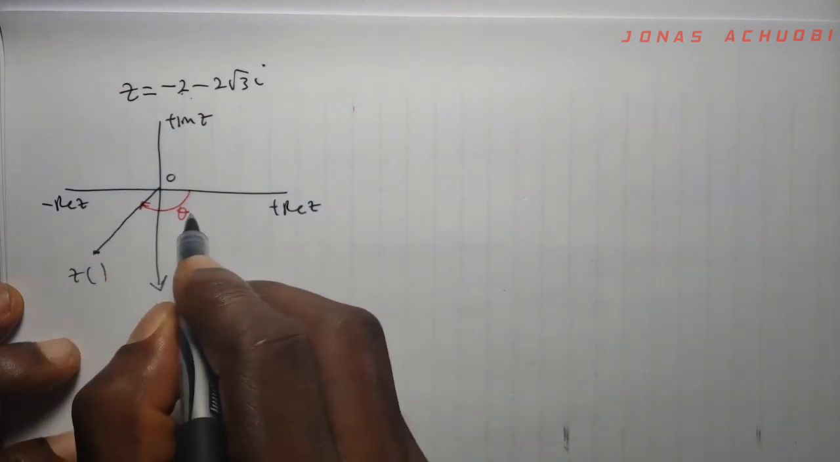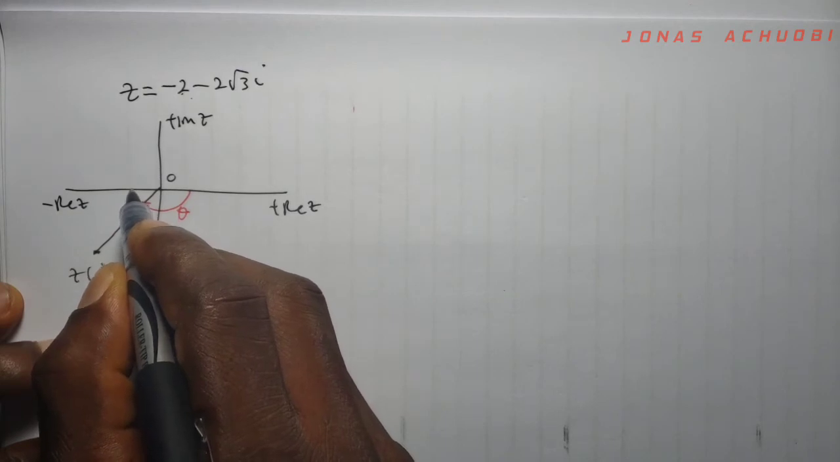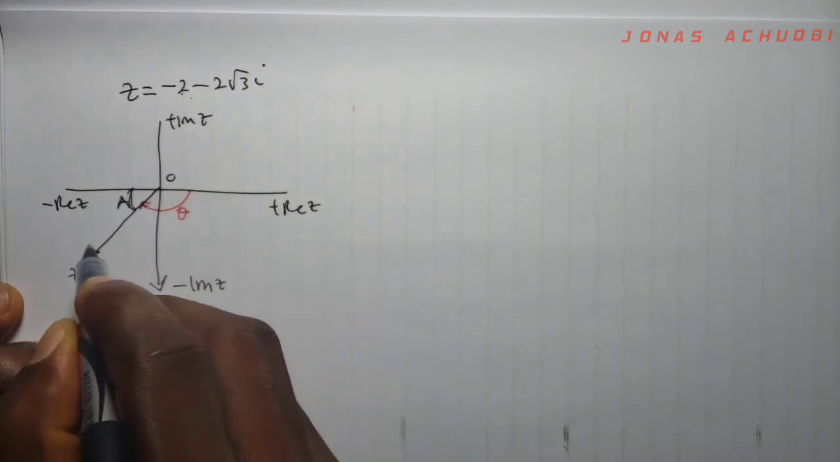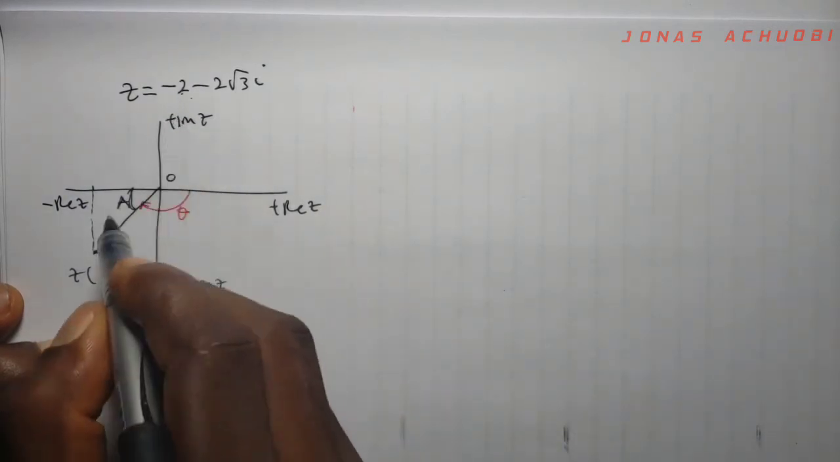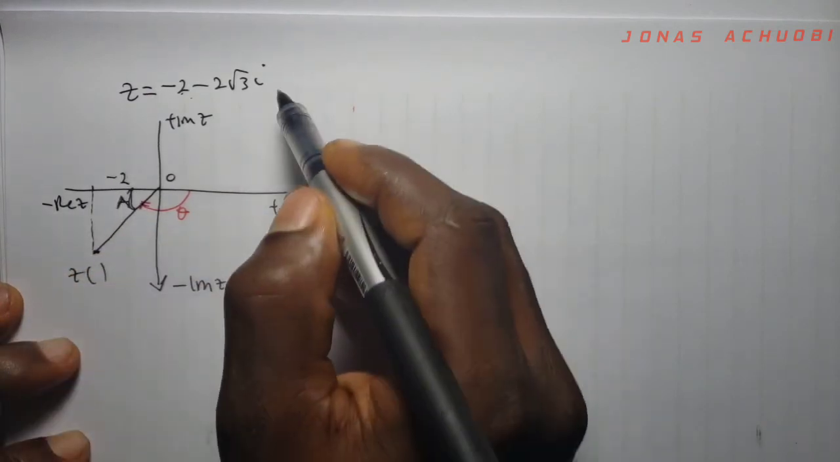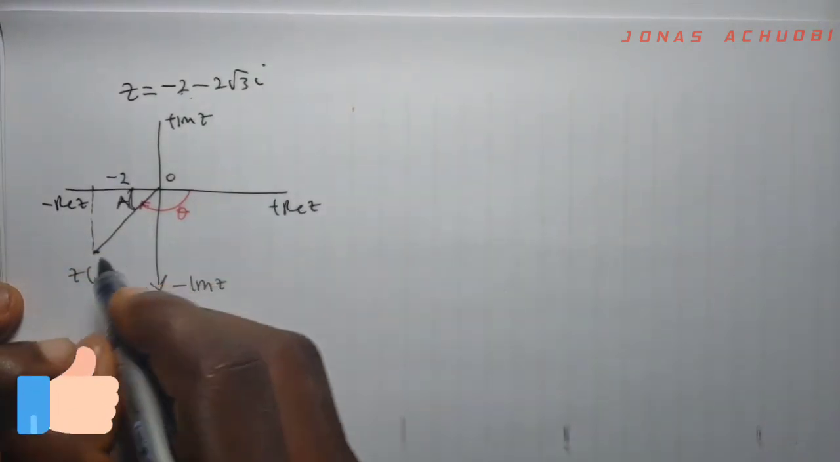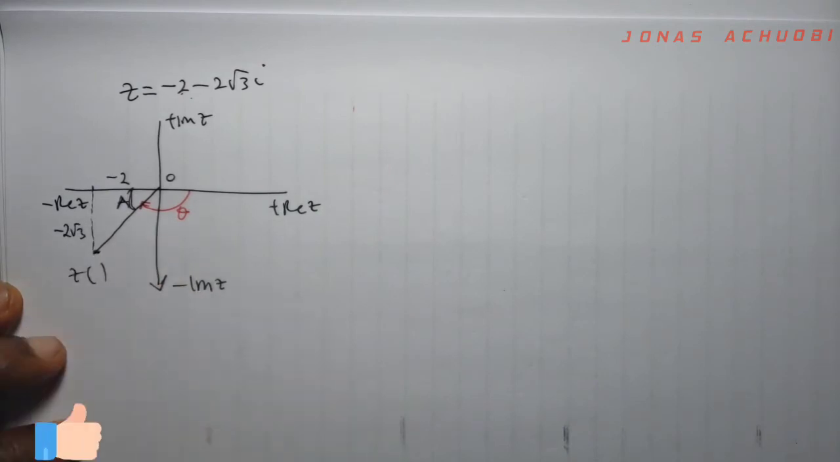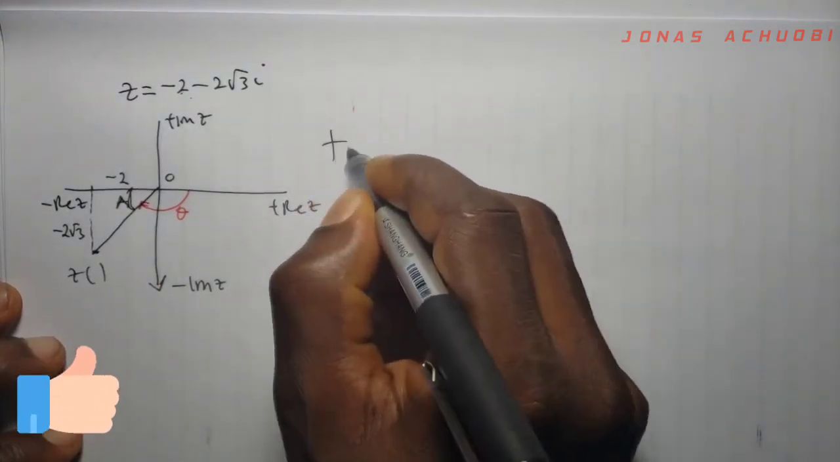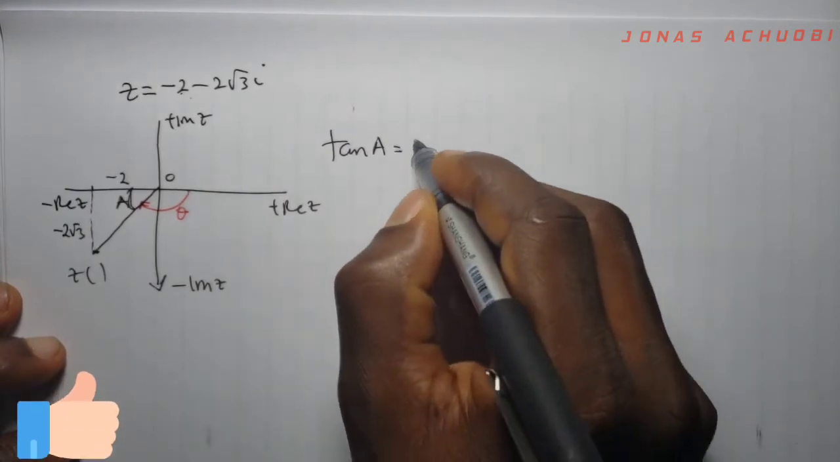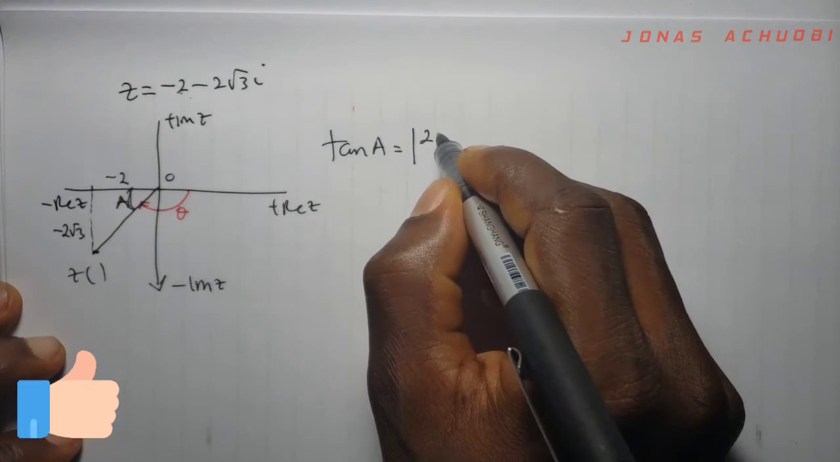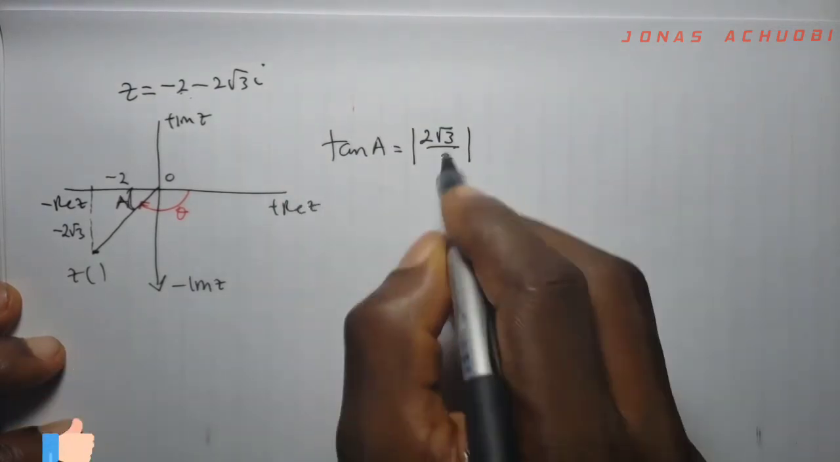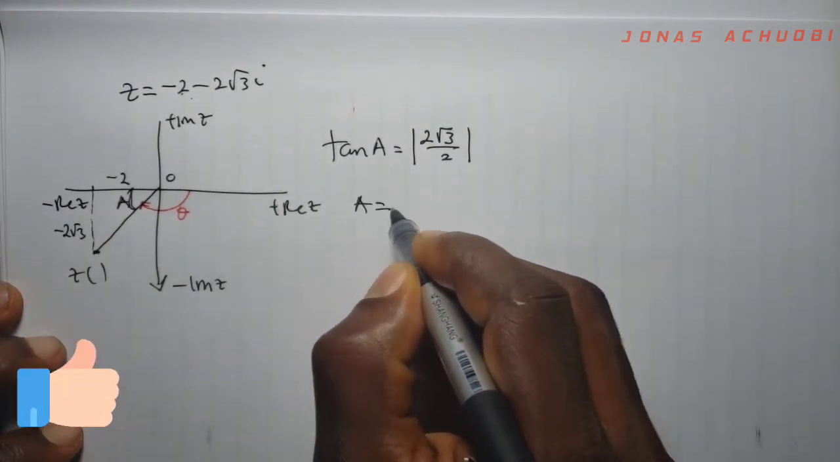Recall again that to find angle theta, we want to first find the value of this acute angle here, angle A. So if we complete this triangle again, what do we get? The real part is negative 2, and the imaginary part is minus 2 root 3. So what will be tan A? Our tan A is the absolute value of opposite over adjacent, which is 2 root 3 over 2. And if we go over it again, you see that A is nothing but pi over 3.